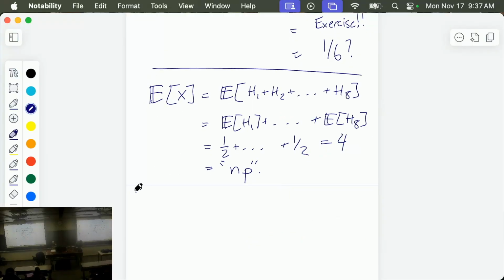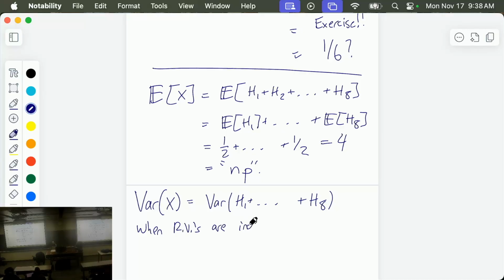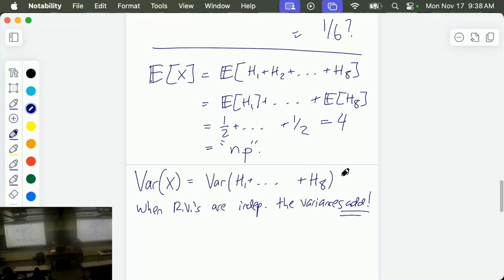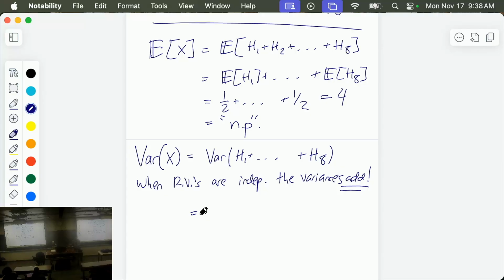The variance of x. Once again, you have the variance of x. That is the variance of these things, h1 plus through h8. And yeah, I think we talked about this. When random variables are independent, the variances add. Just like with expected values, because the coin flips, one coin does not affect the other coin, the variances add. So you get the variance of h1 plus through the variance of h8. The variances all add together.